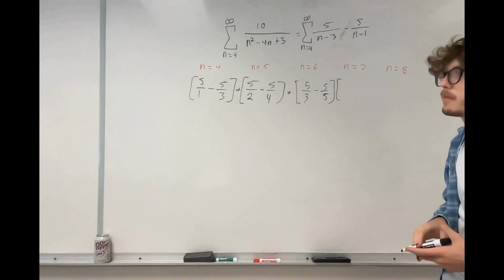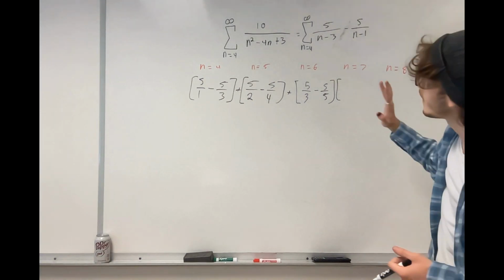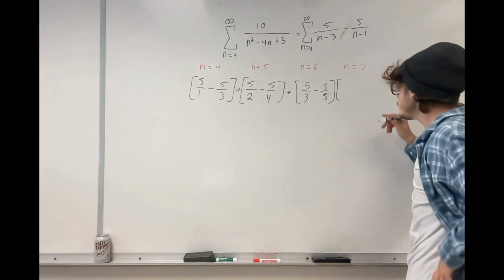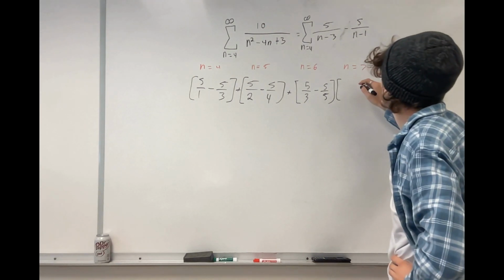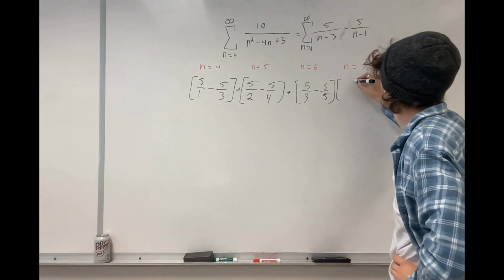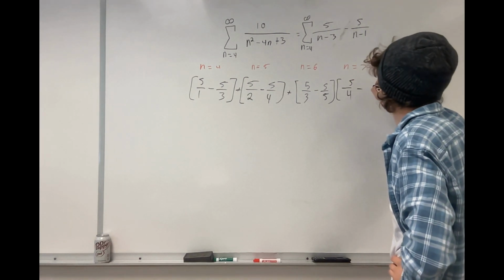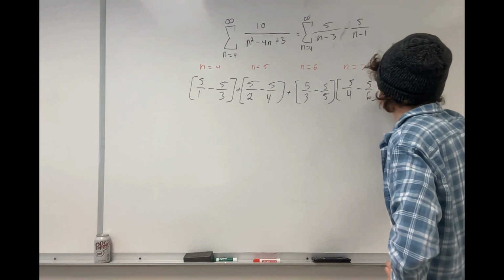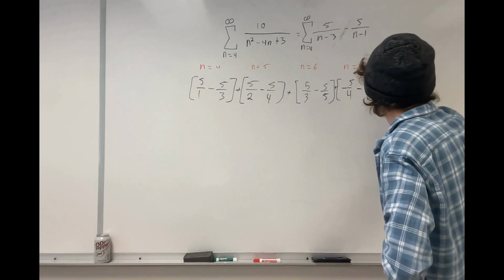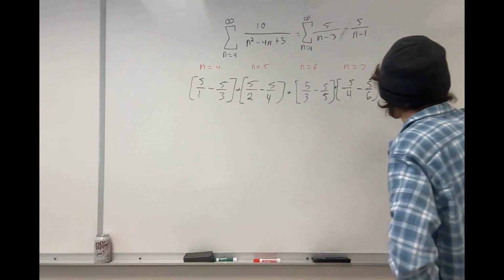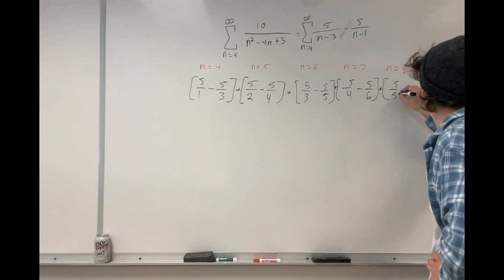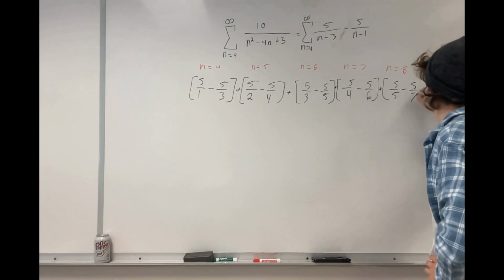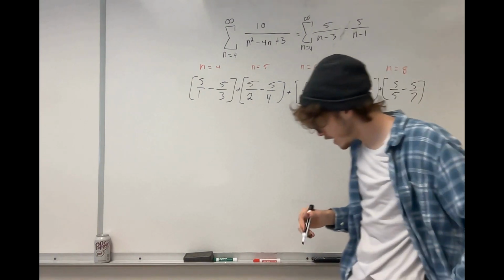Now you're going to notice something happens when we go really far down that if you just use 3 terms, you wouldn't be able to see. N equals 7. What happens there? 7 minus 3, that's 4. 5 over 4 minus 5 over 6. There should be a plus there and a plus here. 8 minus 3, 5 over 5 minus 5 over 7.